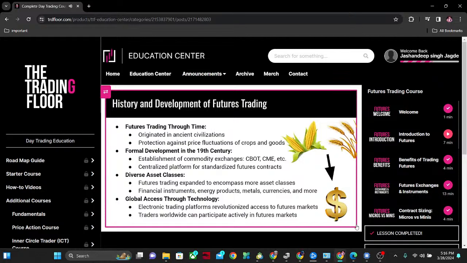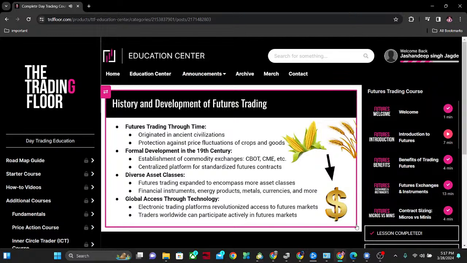However, the formal development of modern futures trading began in the 19th century with the establishment of the commodity exchanges, such as the Chicago Board of Trade, CBOT, in 1848. These exchanges provided a centralized platform for standardized futures contracts, laying the foundation for the futures market we know today.